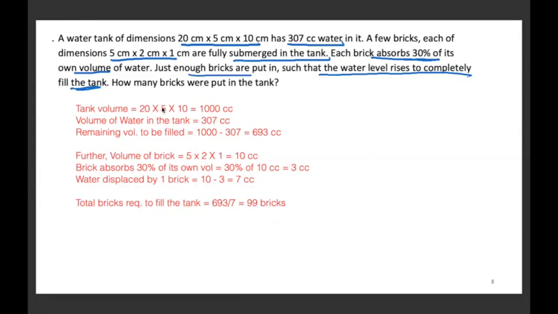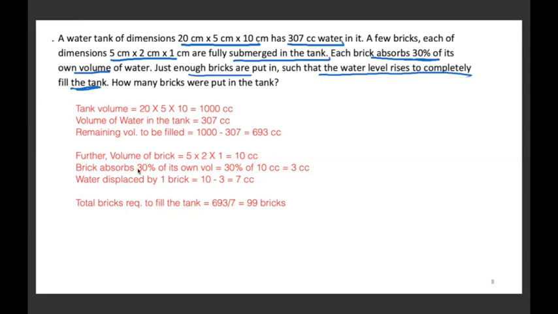We found the total volume of the tank, which is 1000 cc. We also knew that 307 cc was the existing volume in the tank. The remaining volume to be filled in the tank would be 1000 minus 307, which is 693 cc, which is yet to be filled.